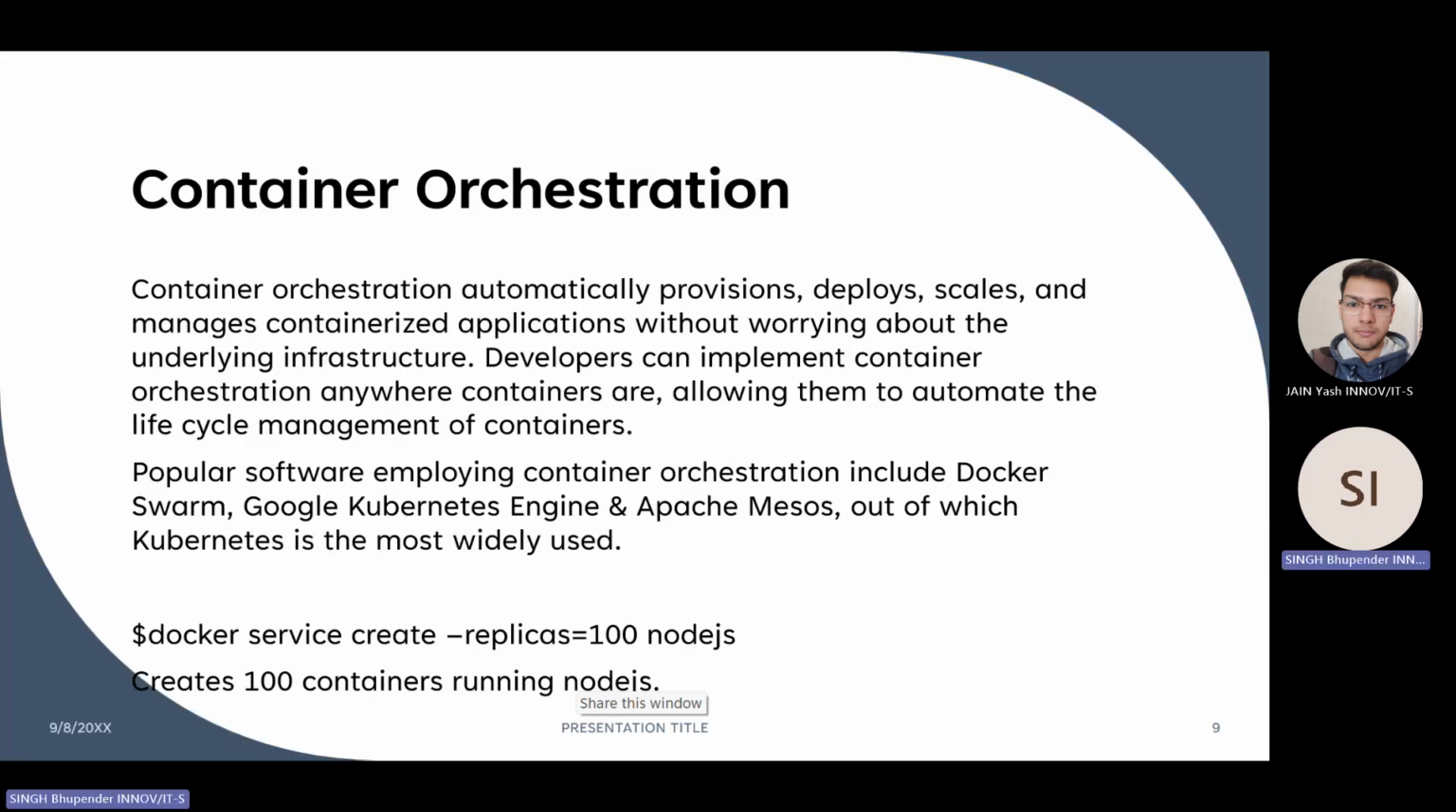And container orchestration is the process of managing those containers. In Docker, for example, we can create many containers, but we also have to manage them, and we have to manage how much space we have to give to them. And if, for example, a container crashes, how we distribute its load to other containers. To control those things, we have a phenomenon known as container orchestration, and we can use popular software like Docker Swarm, Google Kubernetes Engine, and Apache Mesos to achieve it.